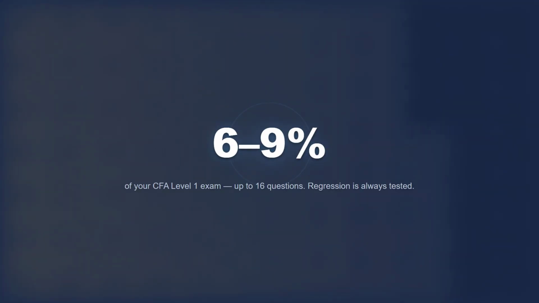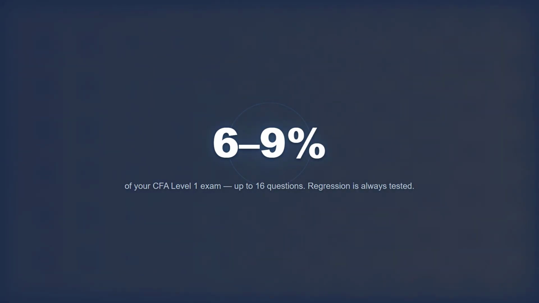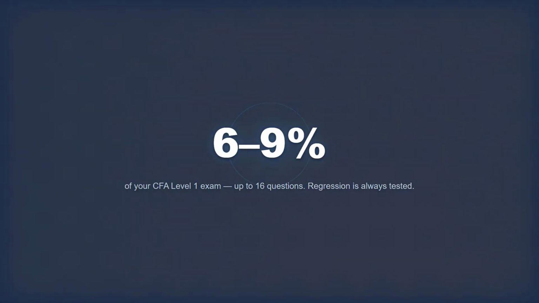Quantitative methods is 6 to 9% of your Level 1 exam. That is 11 to 16 questions. Regression interpretation is explicitly listed as a testable learning outcome statement, and the exam always gives you the output table already computed. Your job is not to derive formulas. Your job is to read the table and answer correctly in under 90 seconds.